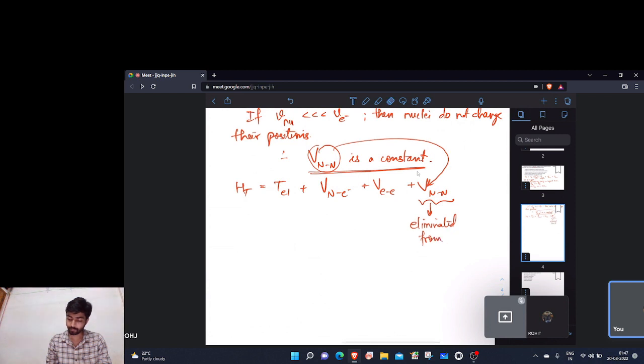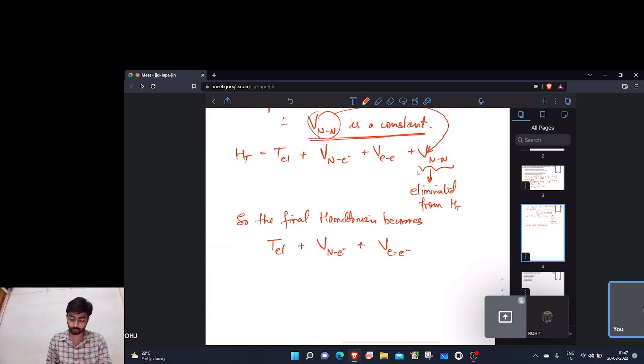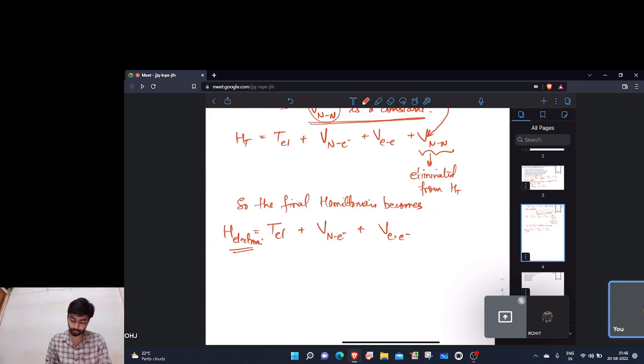So the final Hamiltonian becomes the electron kinetic energy, the nuclear-electron attraction, and electron-electron repulsion. This Hamiltonian is the electronic Hamiltonian, and you should note that we have eliminated the kinetic energy of the nuclei and the potential energy of nuclear-nuclear repulsion. These two terms have been eliminated from the total Hamiltonian that is here.